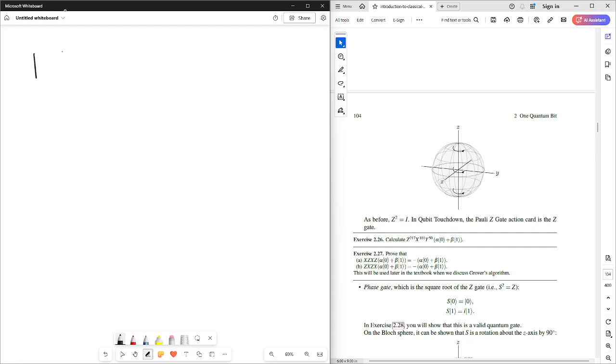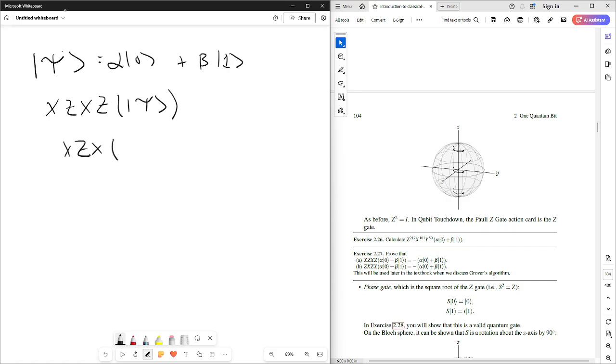So our generic psi, bam. And we're going to apply all these gates to that. So X, Z, X, Z onto this superposition. We know that Z keeps 0 as 0 and turns the amplitude for 1 minus. So once that is finished, we've got alpha of 0 minus beta of state 1.